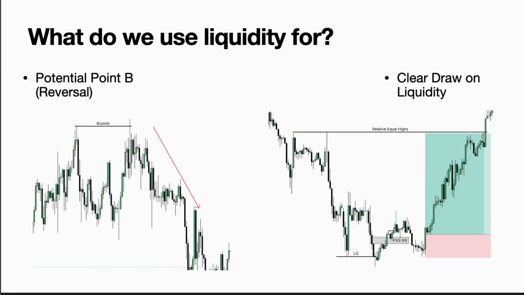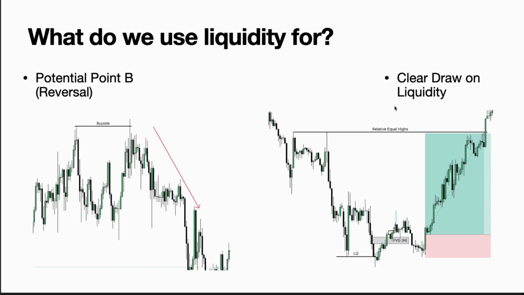So, what do we use liquidity for? We use liquidity for two main purposes, or at least I do. They are either as a reversal or potential point B. So let's say we swept liquidity, we had these lows down here, price swept it here, we came up, came to this point B, which was this buy side liquidity here. Price then reversed and we shifted to the downside.